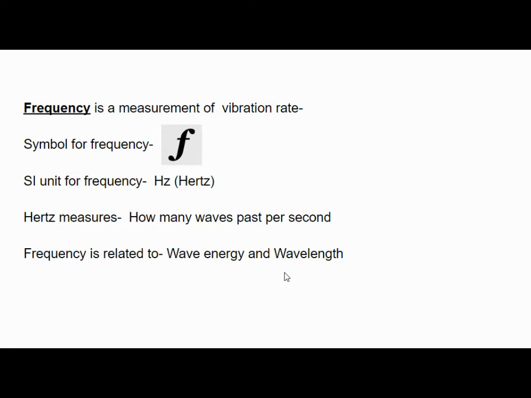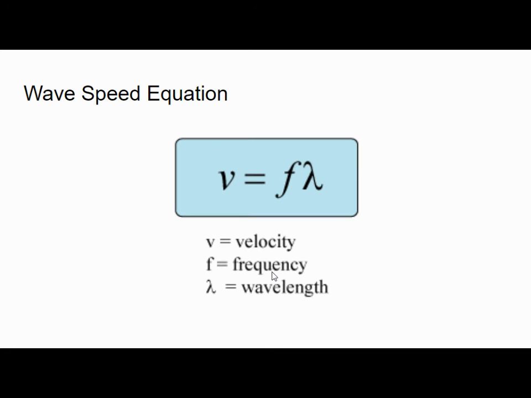Frequency. Frequency is, of course, represented by an F. It is measured in hertz. It is the amount of waves per second that pass through. So it is related to energy and wavelength. So you have to have wavelength and speed in order to figure out what our frequency is. And in order to find frequency or wave speed, we have to have velocity, or our speed. We have frequency, and that is frequency times wavelength.